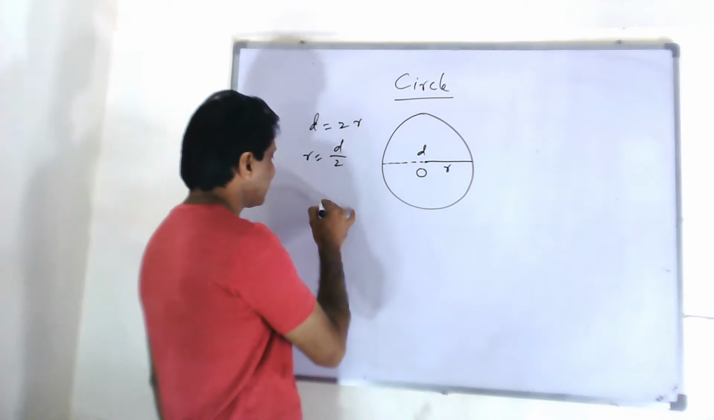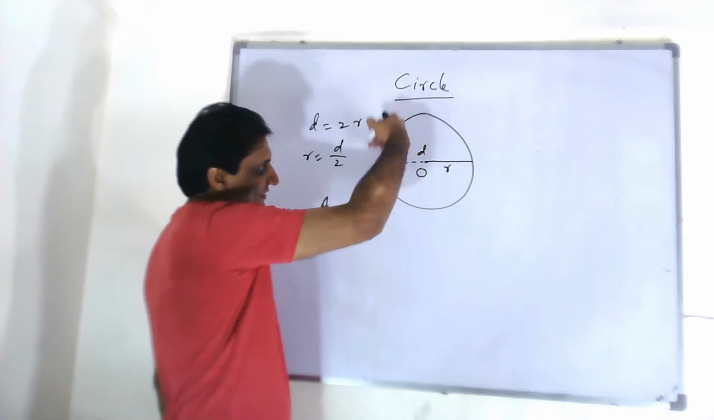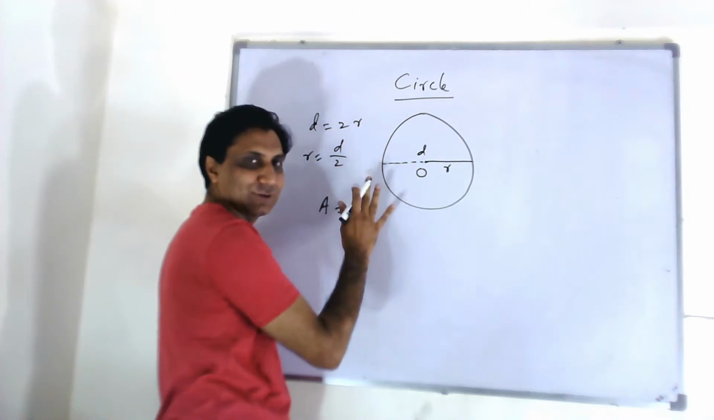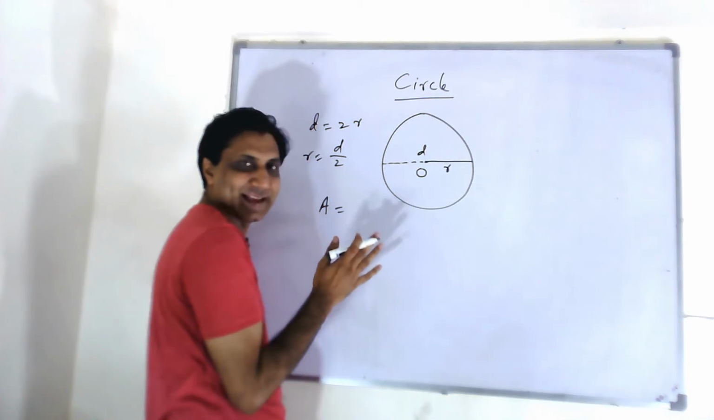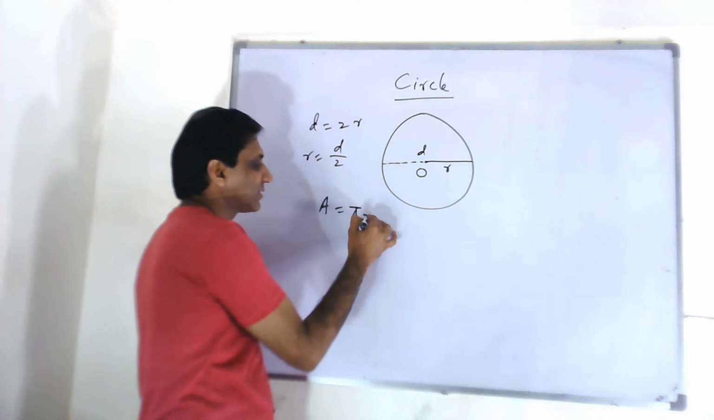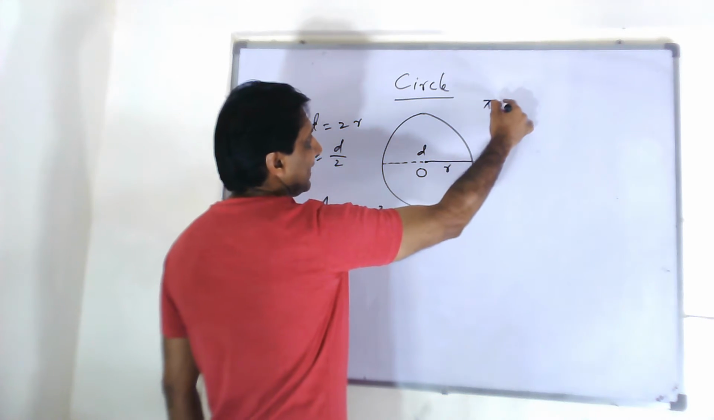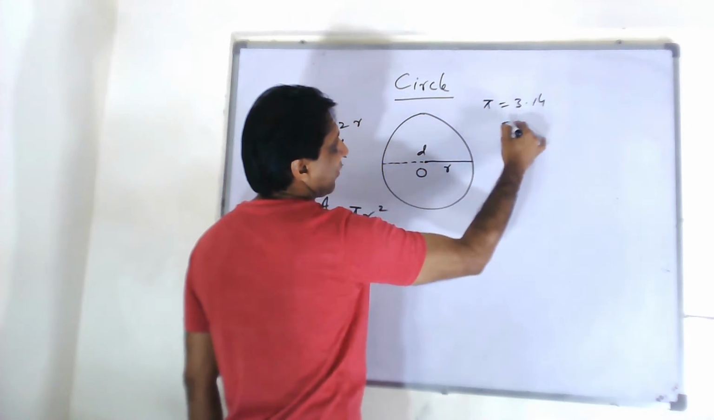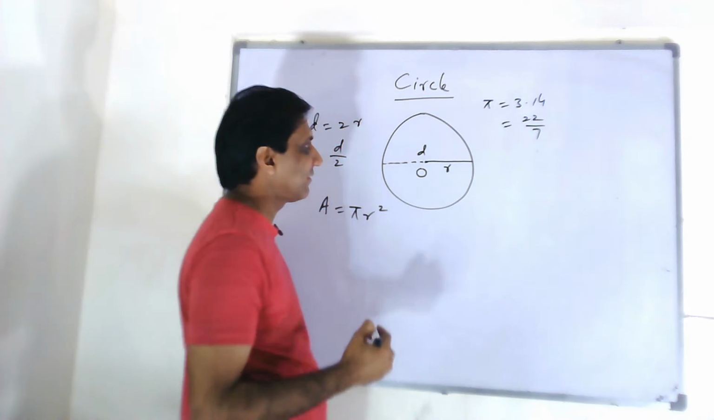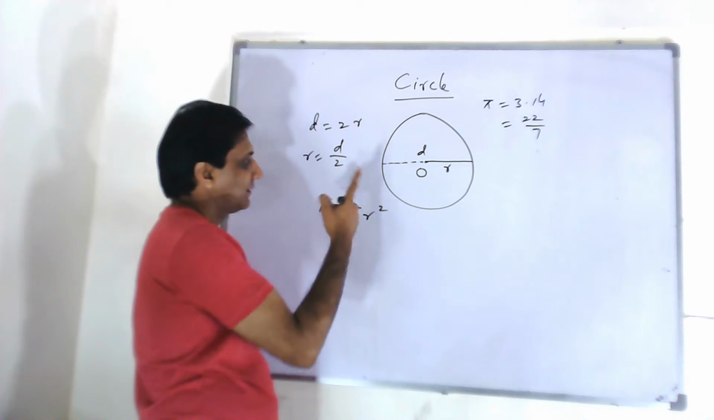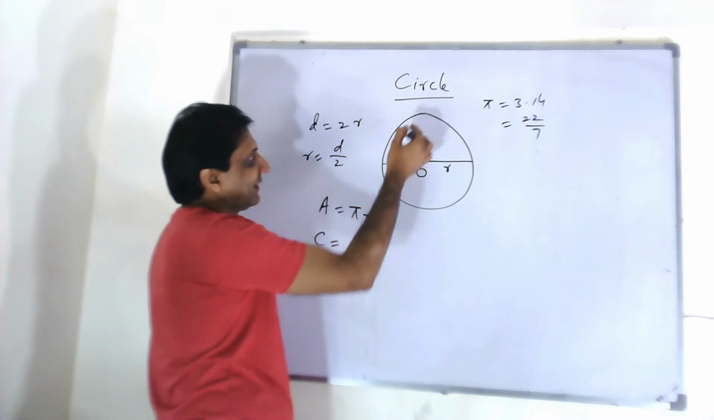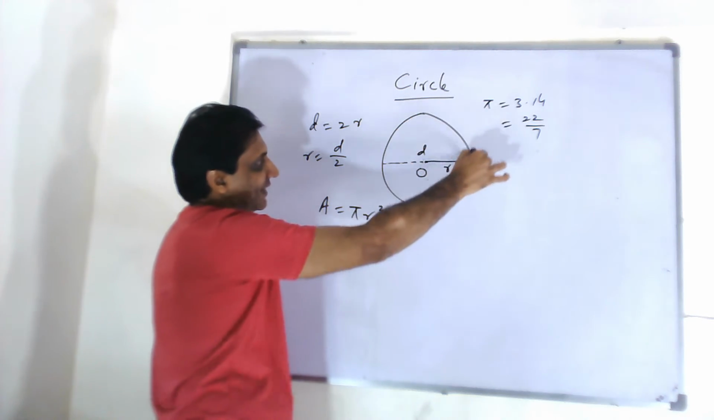Alright, the area of a circle is the space covered by this whole circle. Like you want to color the whole thing, that's the area. That's pi r squared. The value of pi is 3.14 or 22/7.